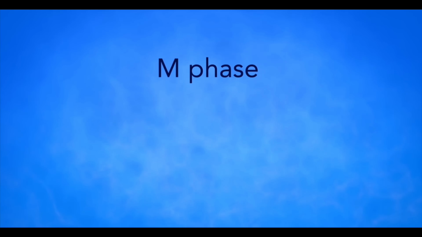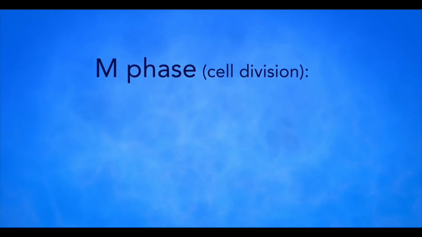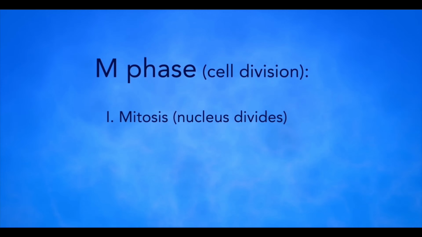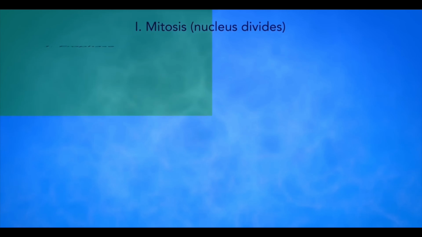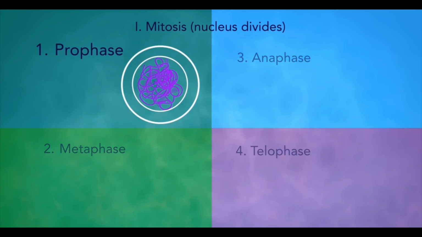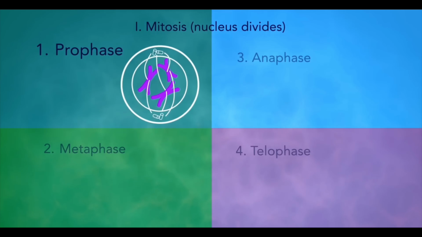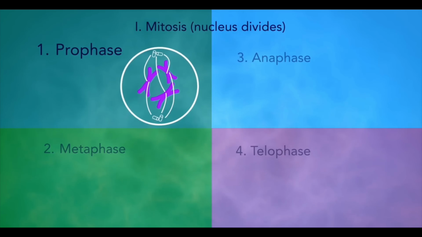Here are the key points to remember. The M phase is the fourth and final phase of the cell cycle. During the M phase, cell division occurs through two processes. The first one is mitosis, when the nucleus divides, and the second one is cytokinesis, when the cytoplasm divides. Mitosis has four phases: Prophase, Metaphase, Anaphase, Telophase. During Prophase, chromatin condenses into chromosomes, spindle fibers form, and the nucleolus and nuclear membrane disappear.